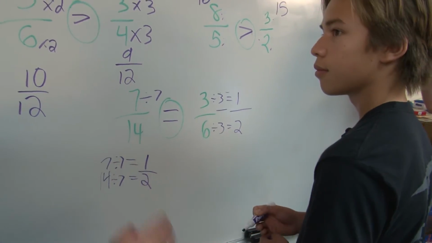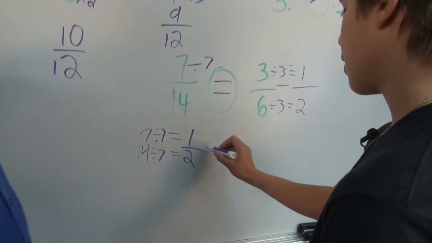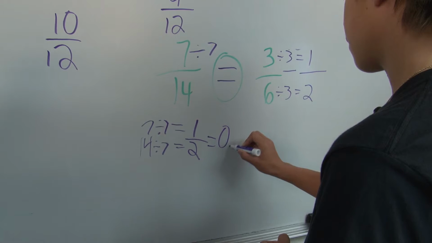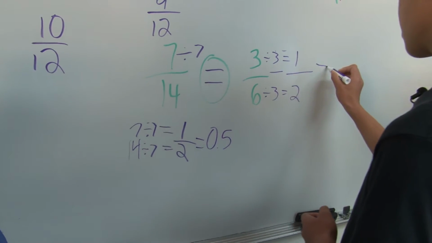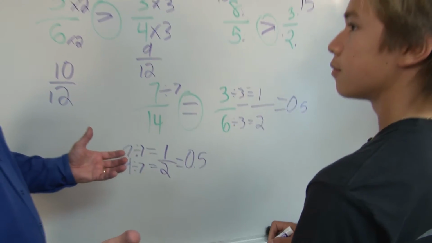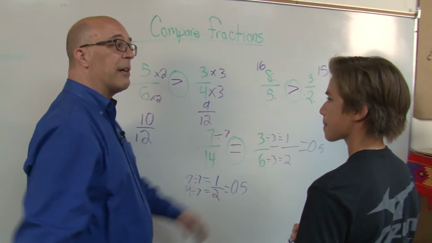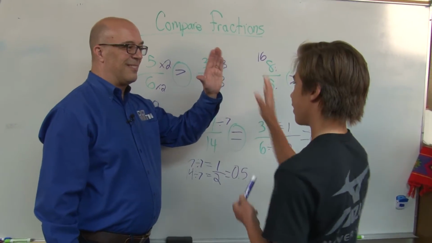Nicely done. Now you said you wanted to do this one with decimals. So if we had 1/2, what would that be in decimal form? It'd equal 0.5. And same with this side. Perfect. So that way we've got all three ways. Common denominator, cross multiply, turn them into decimals. Merek, nicely done. Thank you. Good work.